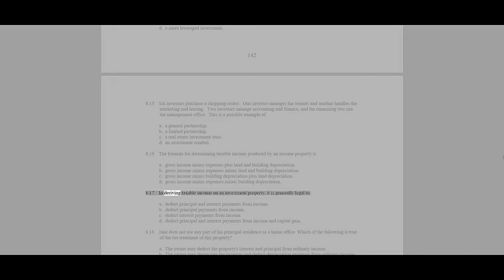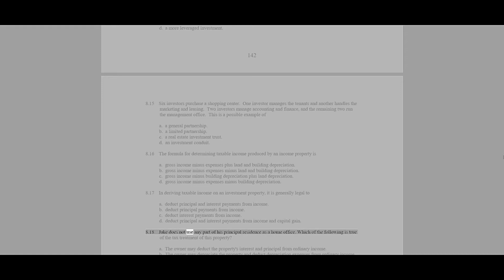8.17 In deriving taxable income on an investment property, it is generally legal to: A. deduct principal and interest payments from income. B. deduct principal payments from income. C. deduct interest payments from income. D. deduct principal and interest payments from income and capital gain.